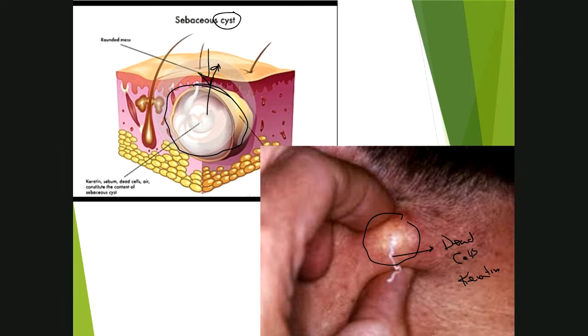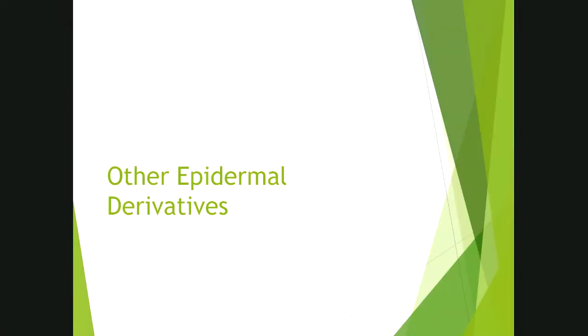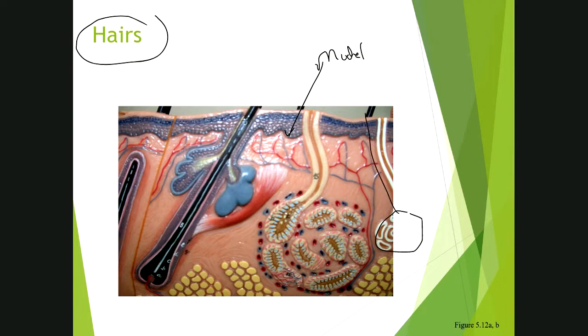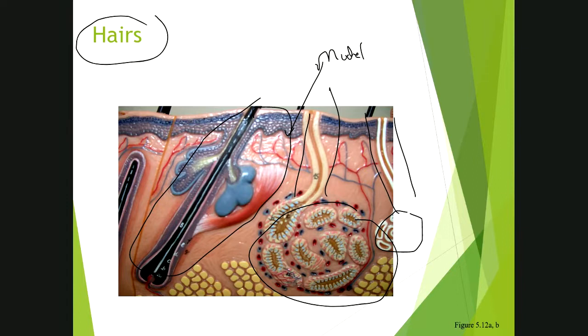So now we're going to go to the other PowerPoint. And we're going to talk about some other epidermal derivatives. So we looked at glands. Let's look at hairs. So here's that model that we're going to see when we do lab. And then there's our merocrine sweat gland, and here's our apocrine sweat gland, and here's a hair and a hair follicle. So let's talk about this.